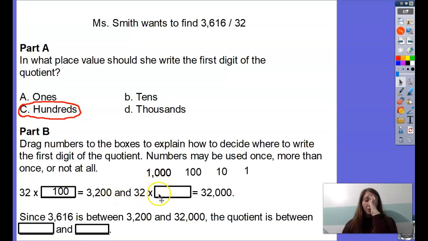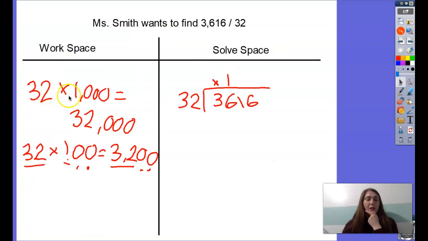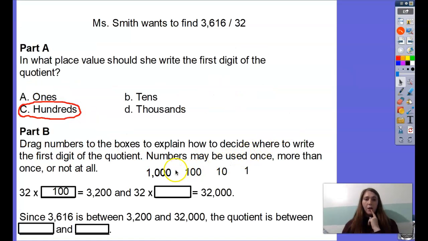And 32 times blank equals 32,000. Well, I have that on my workspace too. 32 times 1,000 equals 32,000. So I'm going to go and drag a 1,000.